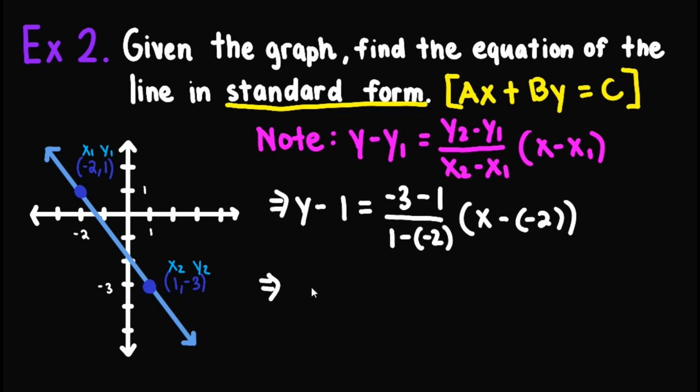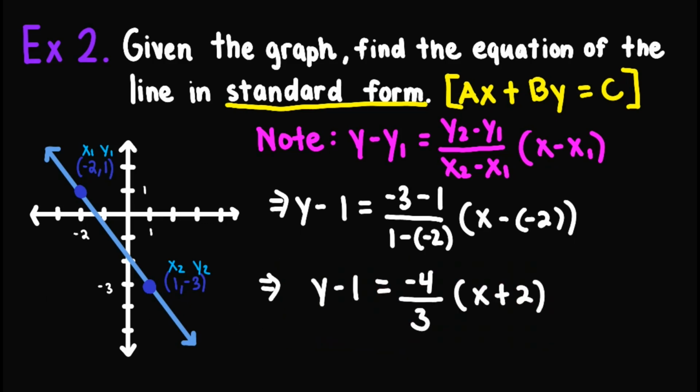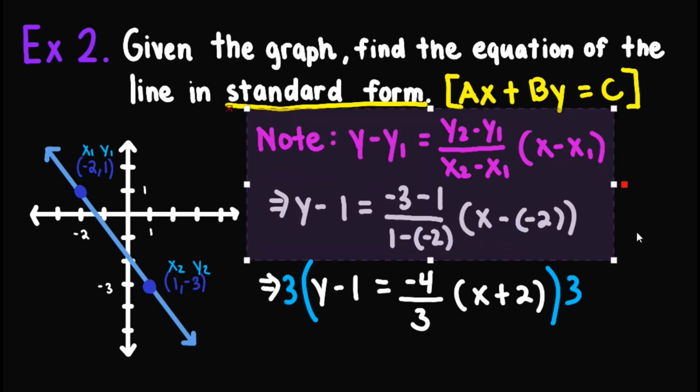Simplifying this, we'll obtain y minus 1 equals negative 3 minus 1 will give us negative 4, and in the denominator we'll have 1 minus negative 2 is 3 times x plus 2. Since we don't want any fractions in the standard form, what we can do is multiply this out here by 3. So let's clear out this 3.